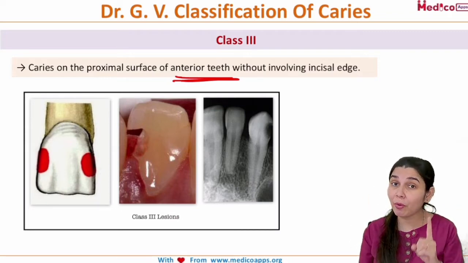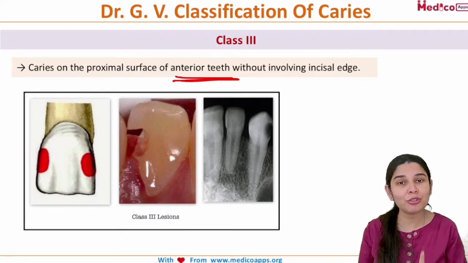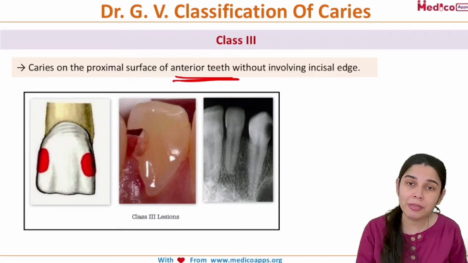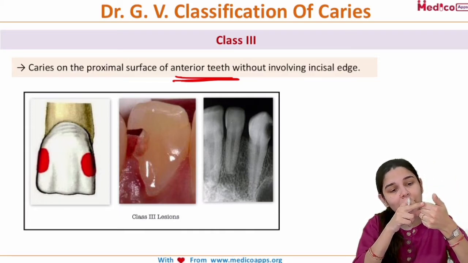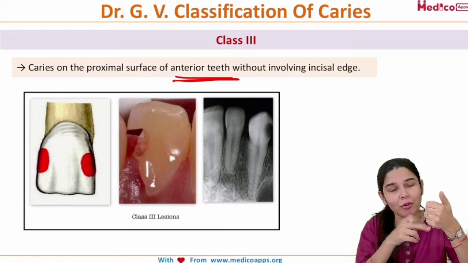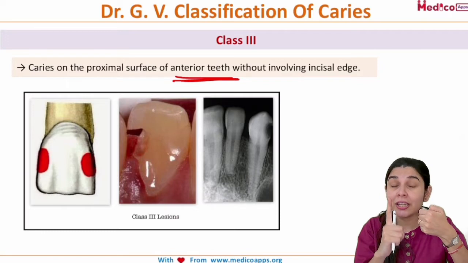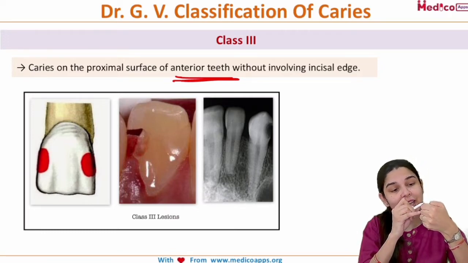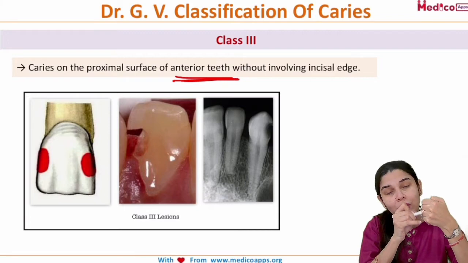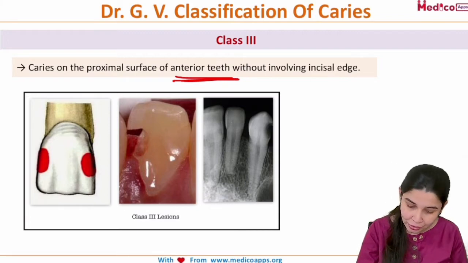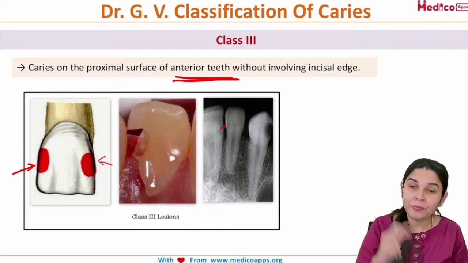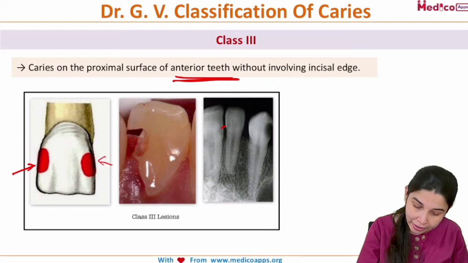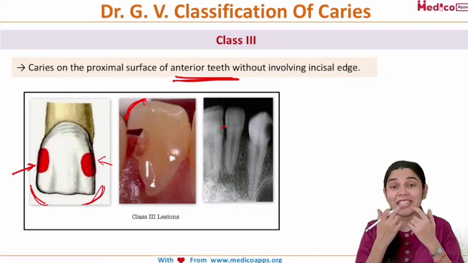But there's a very important and significant point you need to remember for class 3. If this is your anterior, if these are your incisors, definitely you will call this entire surface the proximal surface, when two incisors are meeting. But here, a very important clue is that the incisal edges are not involved. Only the proximal surface is involved. As you can see in this image, these are the proximal surfaces where the two teeth are meeting. Only the proximal surface is involved, not the incisal edge. This is the incisal edge I am talking about, and you know what the incisal edge is.